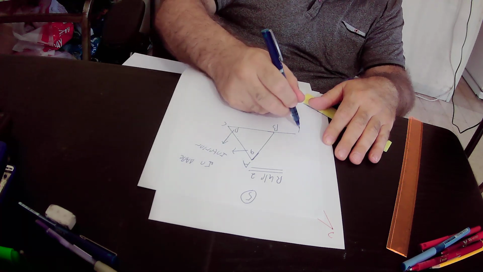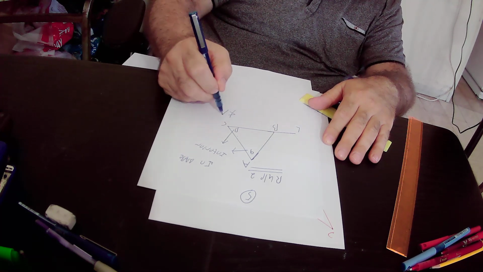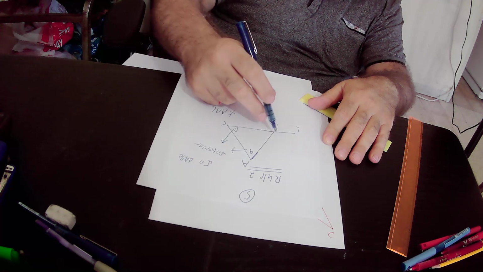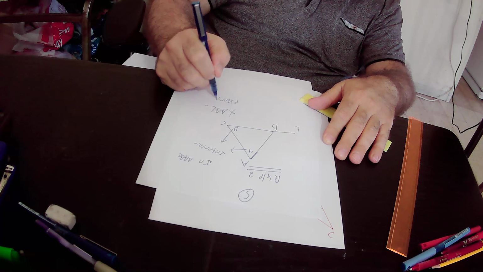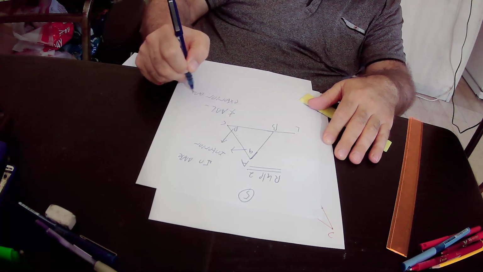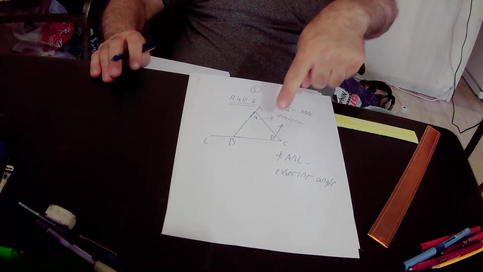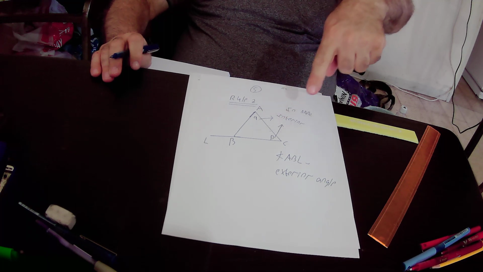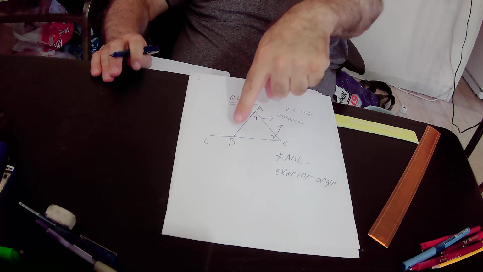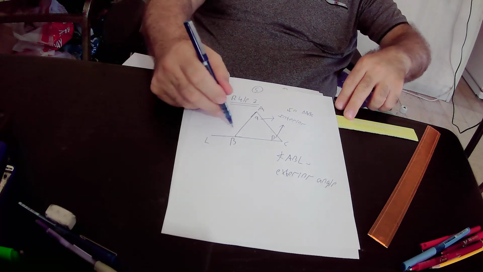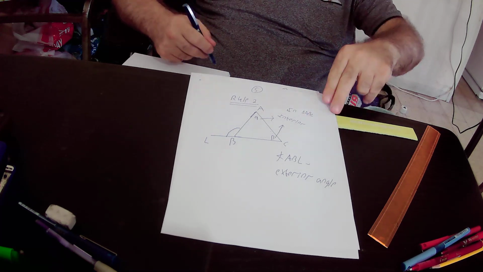And angle ABL is defined as exterior angle. Okay, again, if we relate to triangle ABC, angles alpha and beta are defined as interior angles, and angle ABL, this angle, is defined as exterior angle.